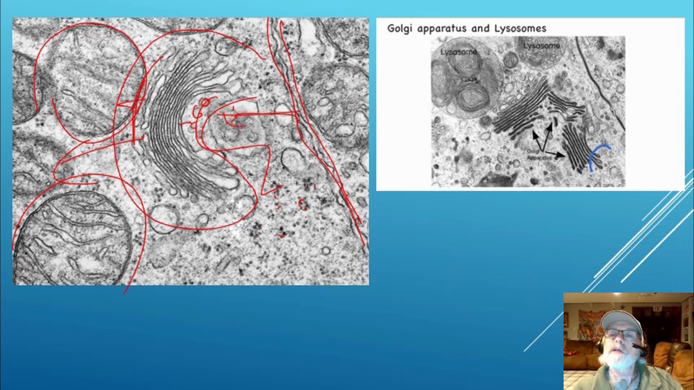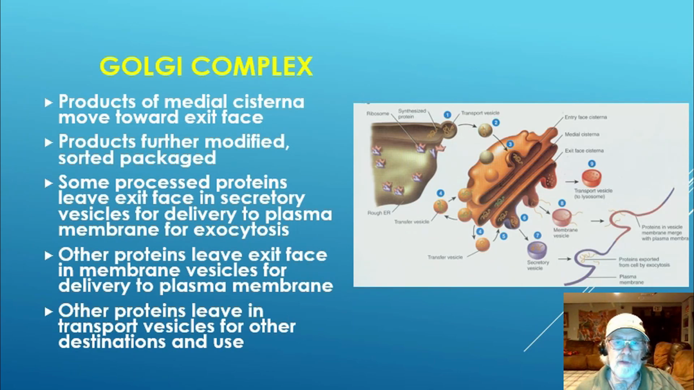Again, here's a Golgi apparatus. Things will enter here into the entry face. The exit face would be out this way, going to the outside. Here are lysosomes. The Golgi is making some of the material for lysosomes and helping to make the lysosomes, which have enzymes in them. But this is a Golgi complex. Okay, and that's just with the Golgi complex, just a review.